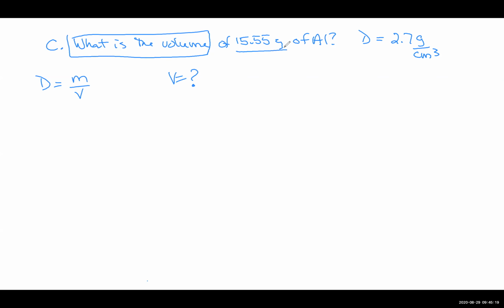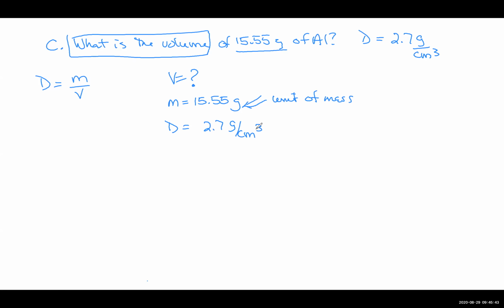We have 15.55 grams. What is gram units for? Gram is a unit of mass. And so I know my mass is going to be 15.55 grams. And then my density is given to me again, 2.7 grams per cubic centimeter. So what do I do to solve this?